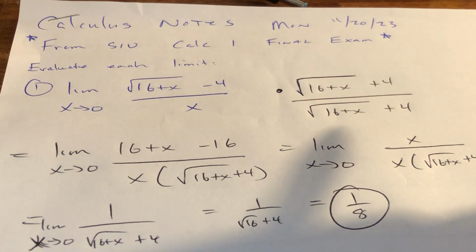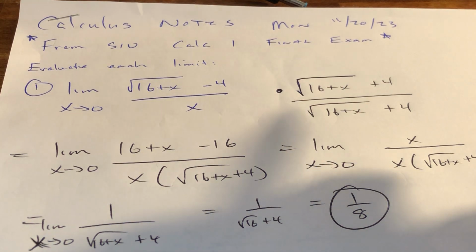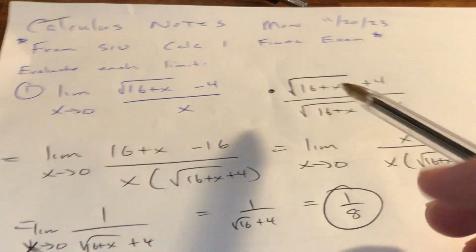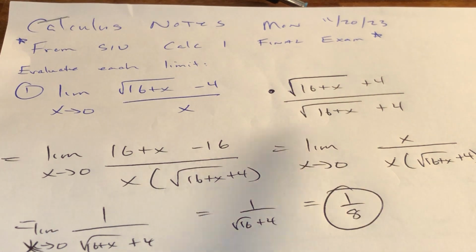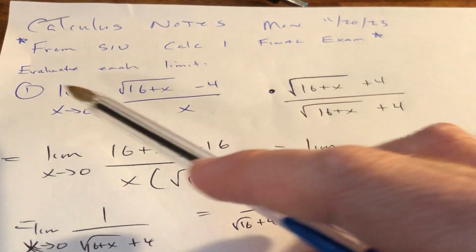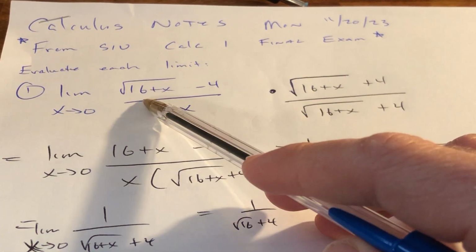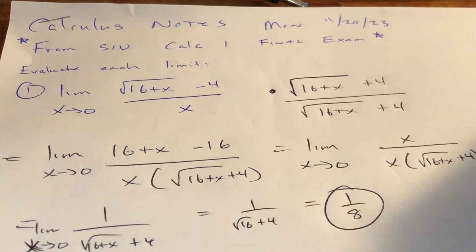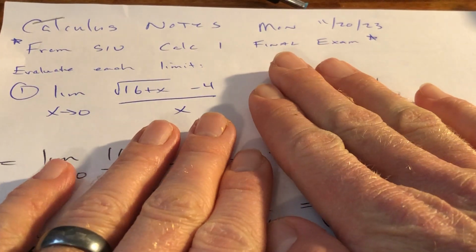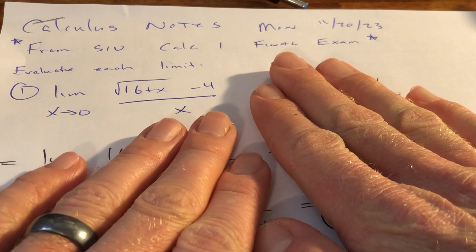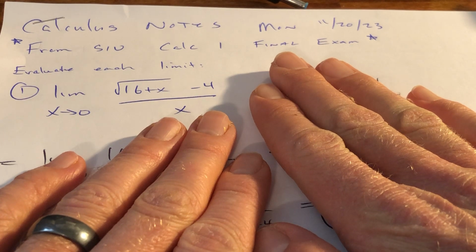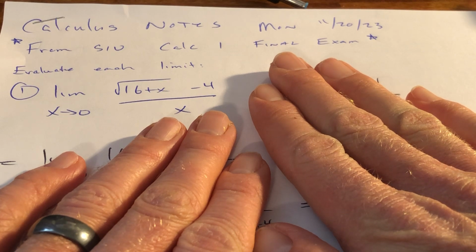Evaluate each limit. You guys will be taking your fall final here for me very, very soon. This will be a great question. Evaluate each limit: the limit as x goes to 0 of this right here. You might want to try this question first on your own, see if you can handle it. Obviously, if it's on SIU's final, then the chance of it being on my final is very, very high.